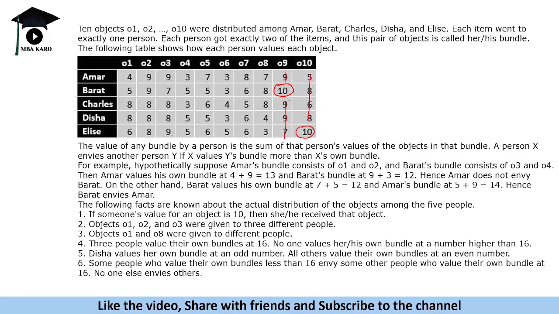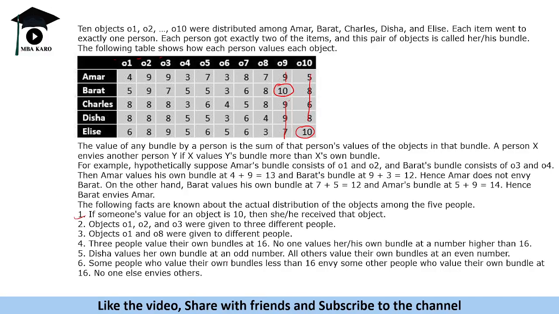Next, objects O1, O2 and O3 were given to three different people, whom we do not know yet. Then O1 and O2 were given to different people. Three people value their own bundles at 16. No one values his or her own bundle at a number higher than 16, so 16 is the maximum value they give to their bundles.